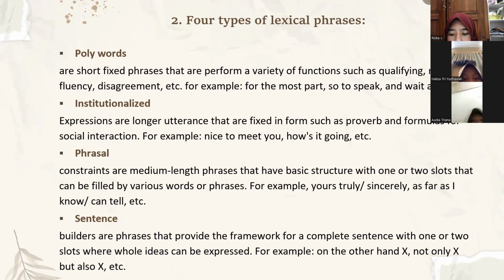And phrasal constraints are medium-length phrases that have a basic structure with one or two slots that can be filled by various words or phrases. For example, you're truly or sincerely, as far as I know or can tell, and others. And last, sentence builders are phrases that provide the framework for a complete sentence with one or two slots where whole ideas can be expressed. For example, on the other hand, X, not only X, but also X.